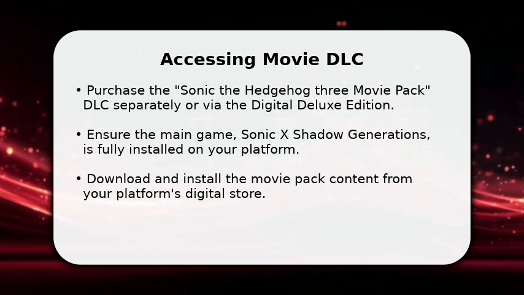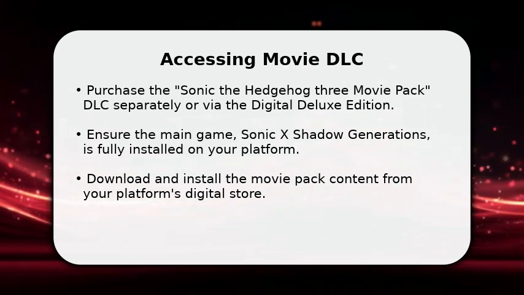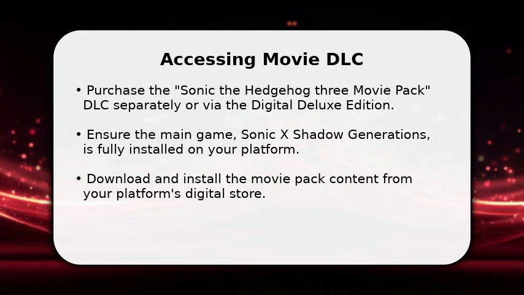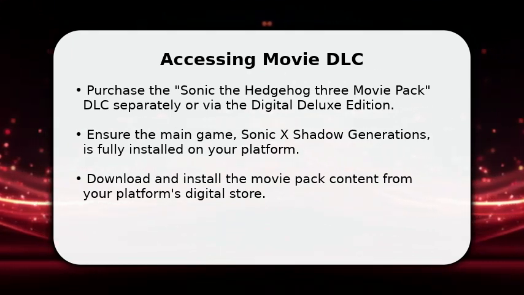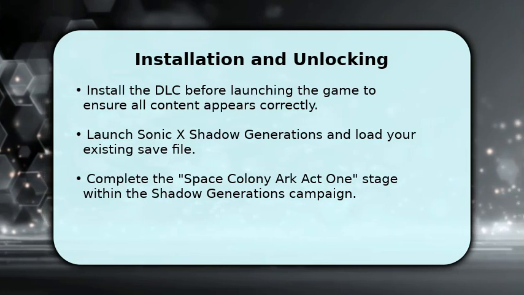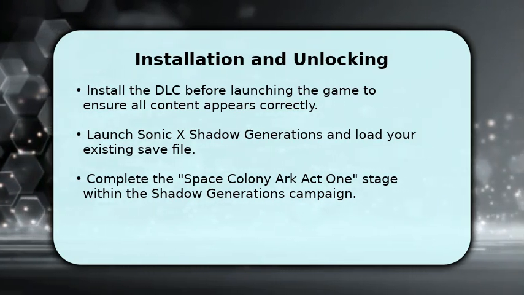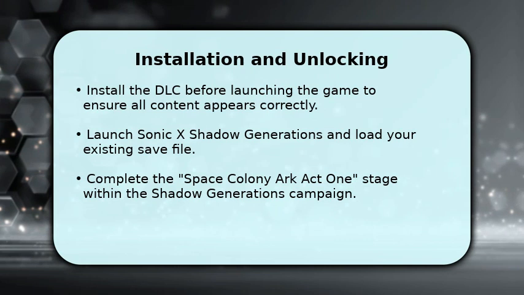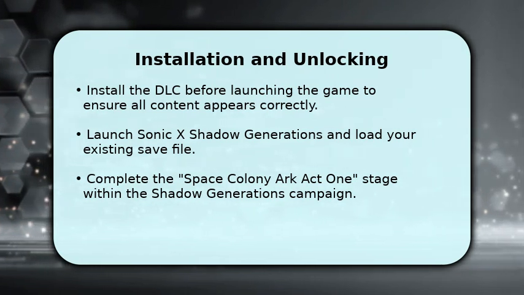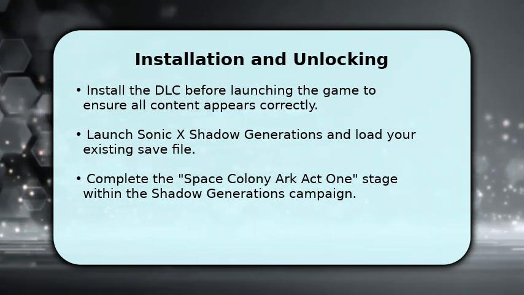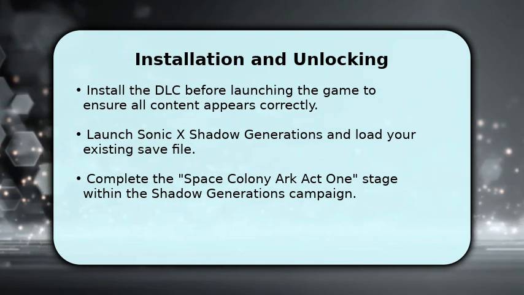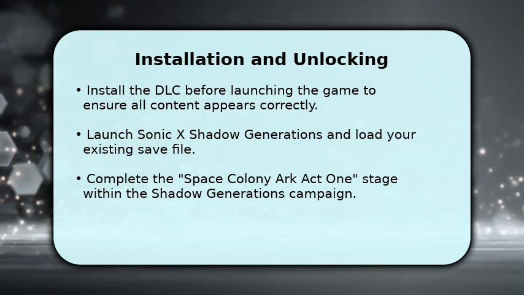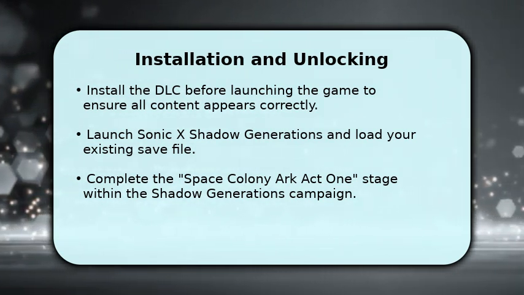After purchase, make sure the main game is installed. Then download the movie pack from your console's store. Once purchased, it is crucial to install the DLC before you launch the game for the first time after acquiring it. This helps prevent any issues with content appearing. After installation, start Sonic X Shadow Generations and load your existing save.